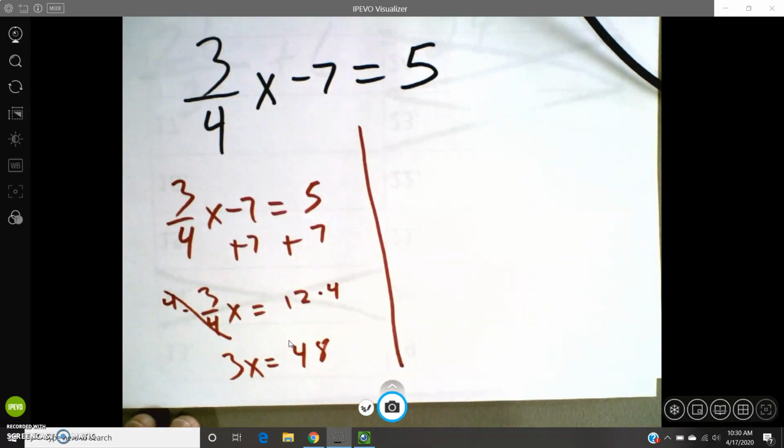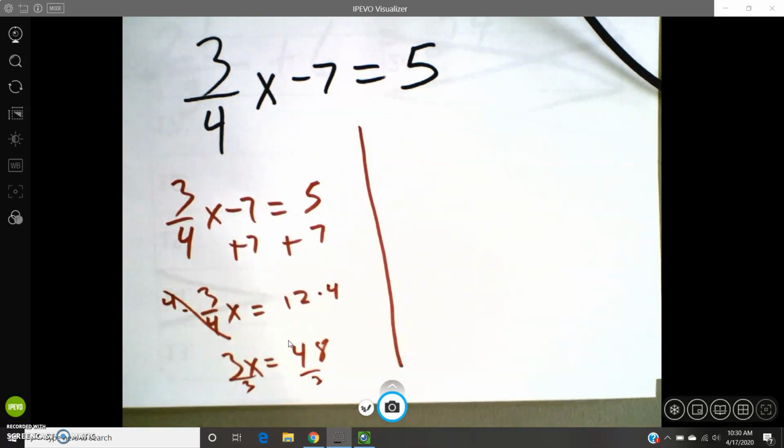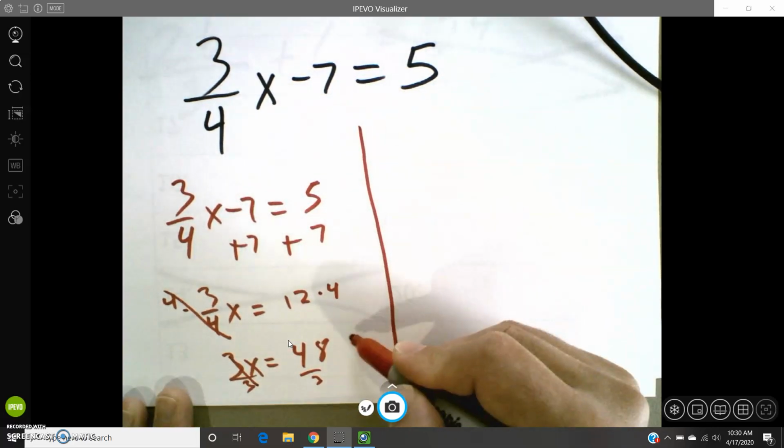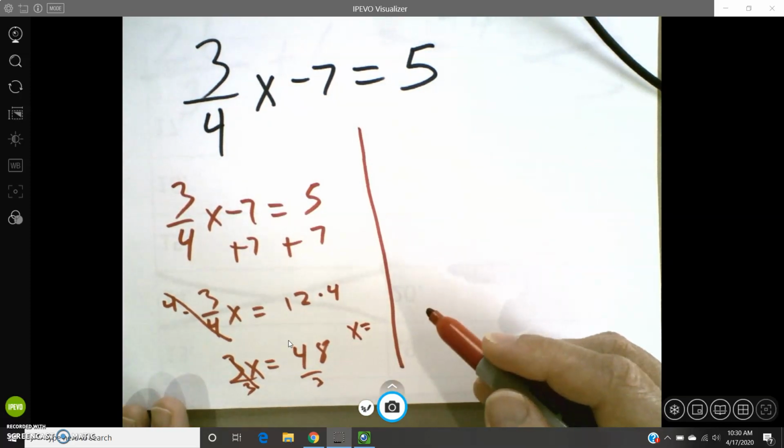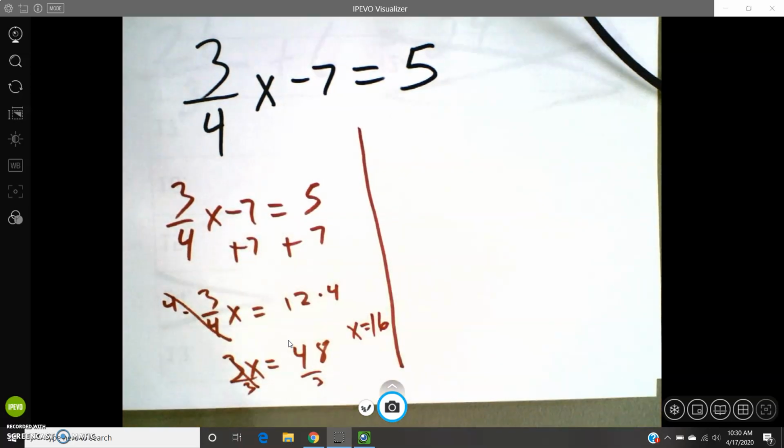And 12 times 4 is 48. And now I want to divide both sides by 3. This is kind of a more comfortable way, maybe, instead of finishing that 3/4 in one step, we're doing it in two. Might be a little more manageable for some of you. And 48 divided by 3 is 16.